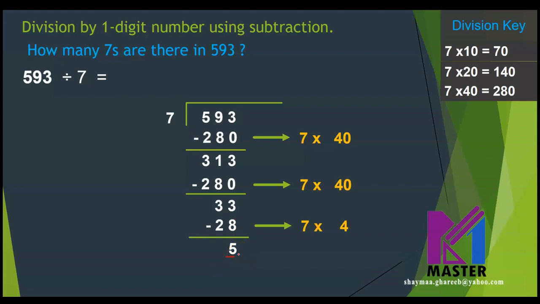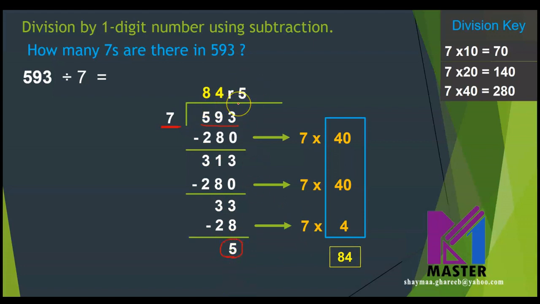This question has a remainder, which is 5. And remember that the remainder is always smaller than the divisor. Now let's count how many sevens we found in the 593. 40 and 40, 80, 84. So my answer will be 84. And don't forget the remainder 5.